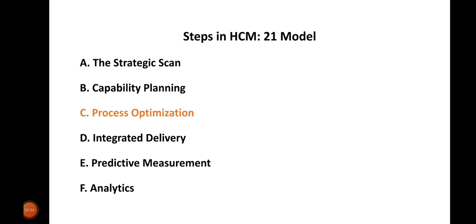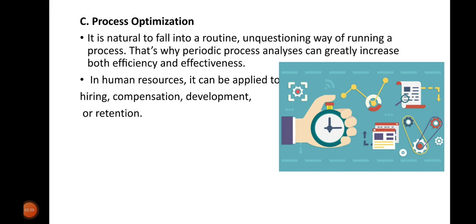The next step is process optimization. See, it's very natural for things to go on in routine fashion in an organization. So whenever things are going smoothly, people do not bother to check whether there is any problem with the process. But not necessarily any process that is running smoothly is efficient or effective to the expected levels. So when I say process, every process has three components, that is inputs, throughputs and output.